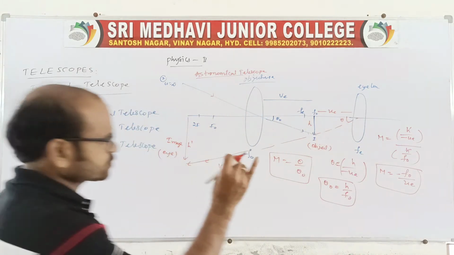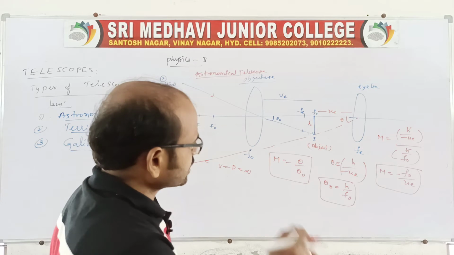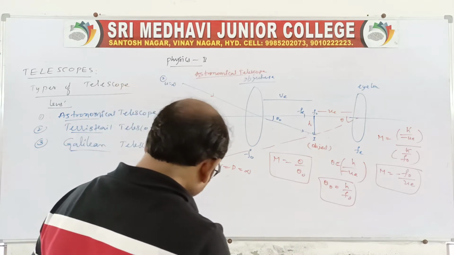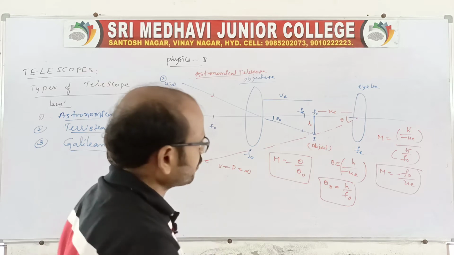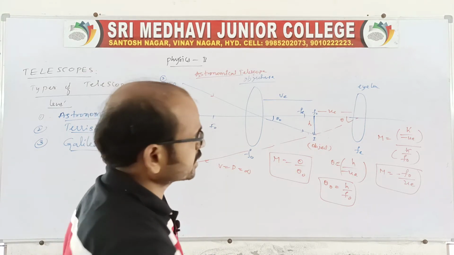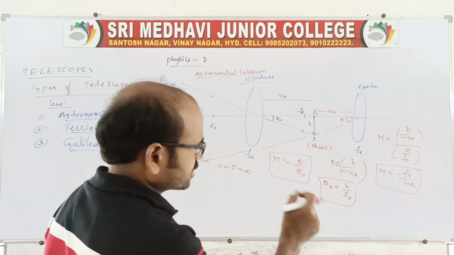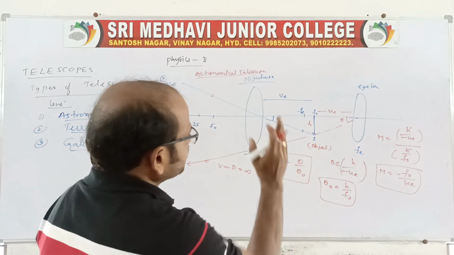You remember, the minus sign means the image will be inverted. The negative sign indicates that an inverted image will be formed by the telescope.